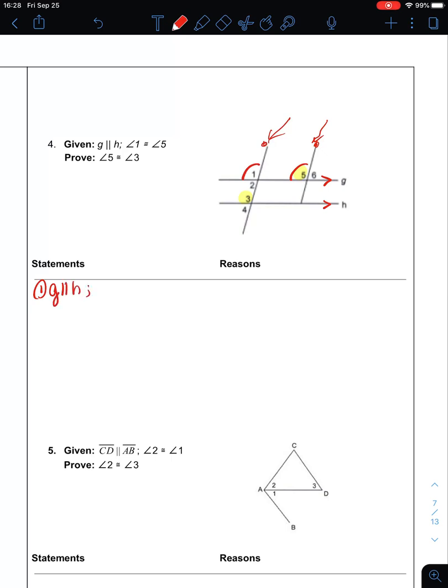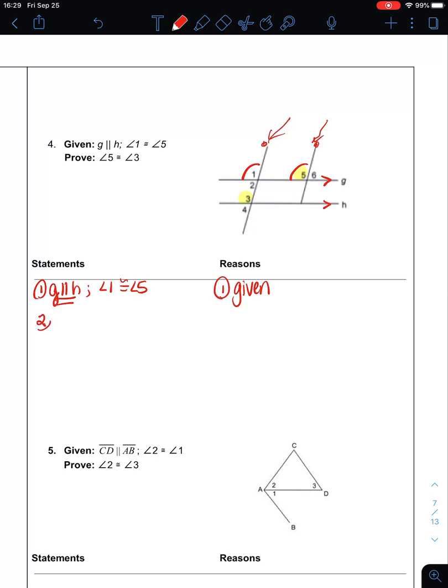So the first thing that I know is that G is parallel to H, and that angle 1 is congruent to angle 5. I always mark all of my givens. I like to use the given and then write the next statement. So the reason I know that is it's given. Now look at your given. You know that 1 is congruent to 5. Remember where we're trying to go: I'm trying to get to 5 and 3. Well, I do know that G is parallel to H because it says so.